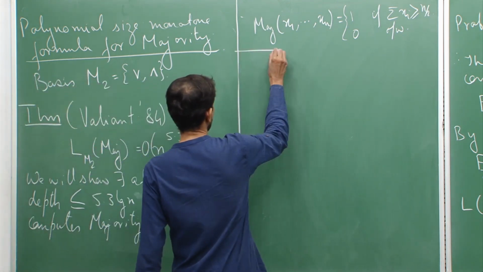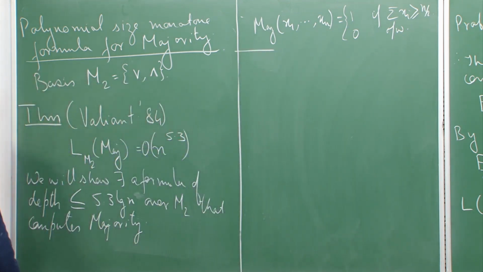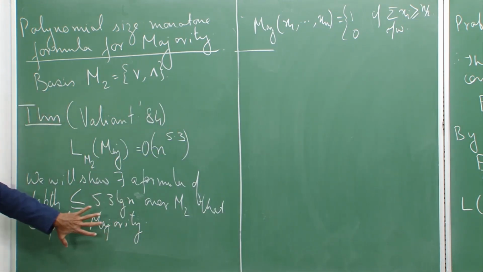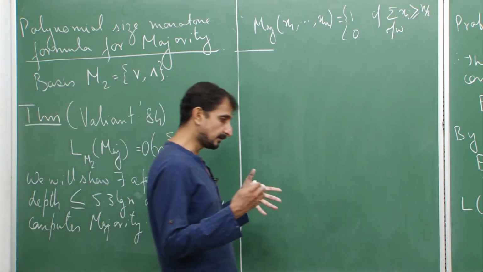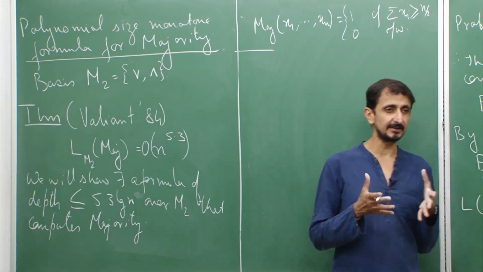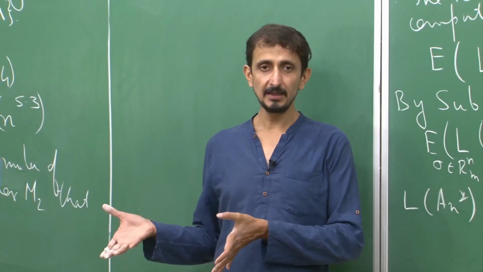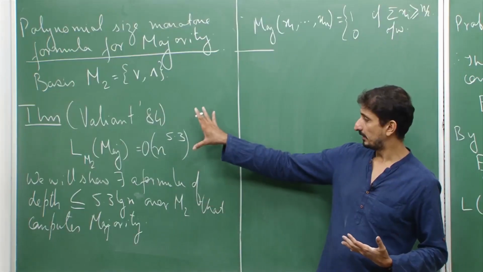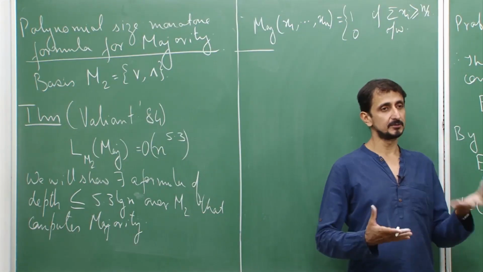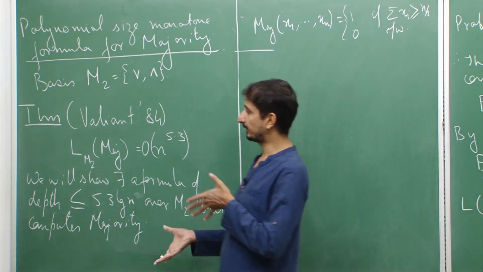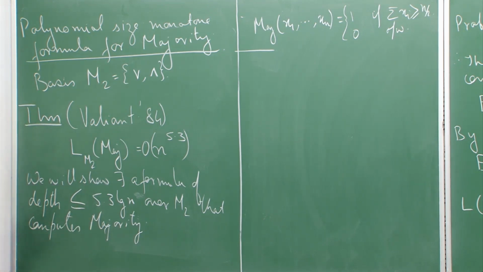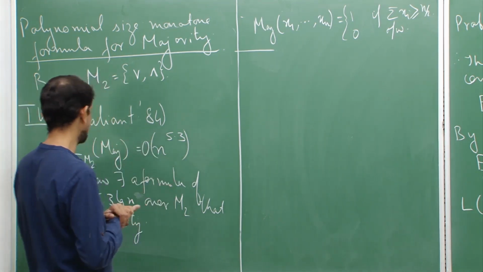One more point about this construction, or rather about this argument, is that this is a probabilistic argument. What Valiant showed is that he did not construct an explicit formula for majority, but he showed using a probabilistic argument that there exists a formula having these properties which computes majority. That is a non-constructive proof, but it is still a proof.